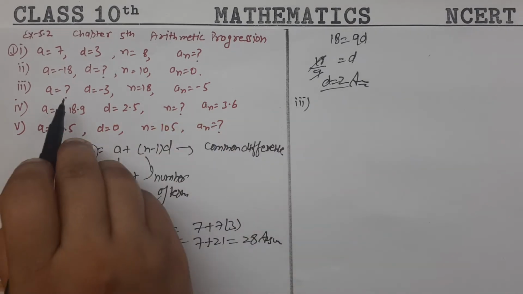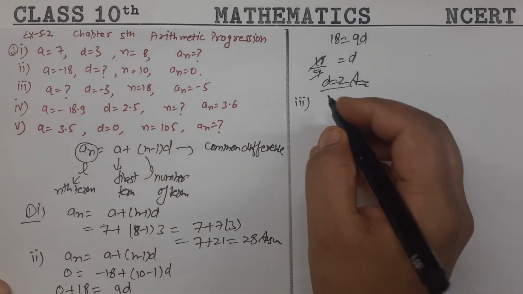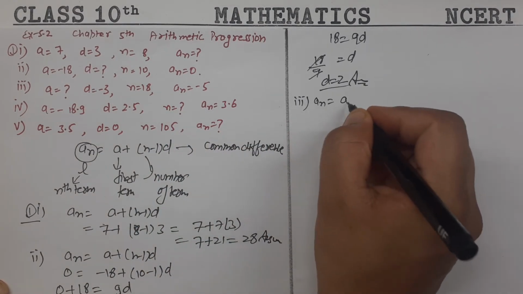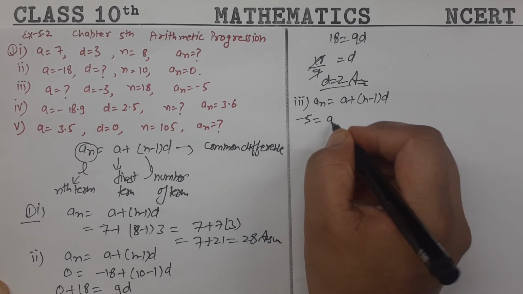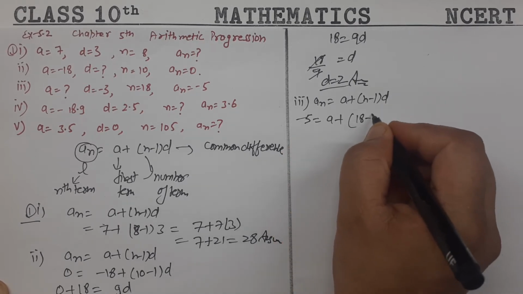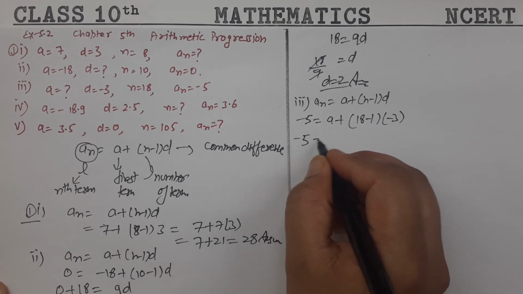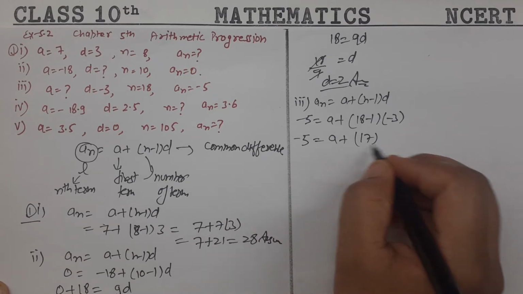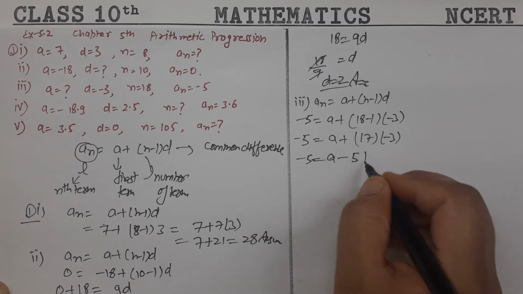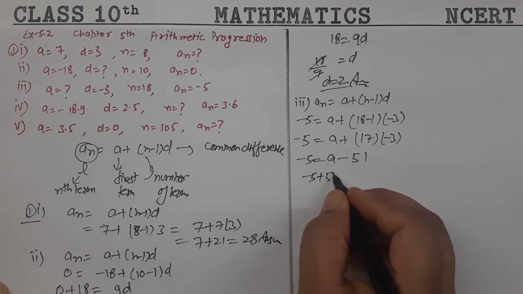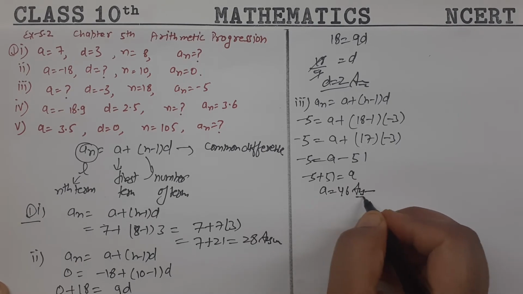Part third, we have to find A. D is minus 3, N is 18 and An is minus 5. Apply formula. An is minus 5, A we have to find, 18 minus 1, D is minus 3. 18 minus 1 is 17, times minus 3. 17 3s are 51. Then A is 46, that is the answer.